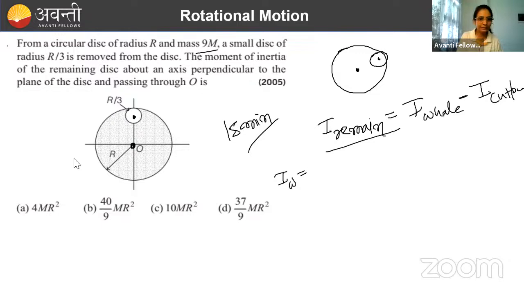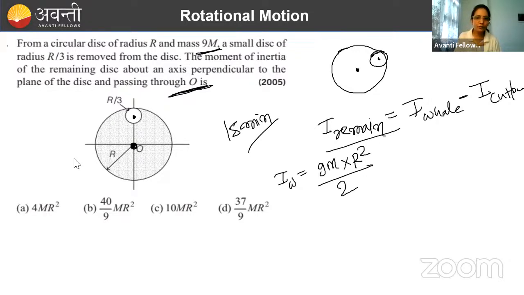This is a disk of mass 9m, and its radius is how much? R. So its moment of inertia around O. Around O it is talking about. So around O will be how much? Mass, that is 9m, R square, that is radius ka square, divided by 2. So this will be this. Yes. So this one we are going to get done.